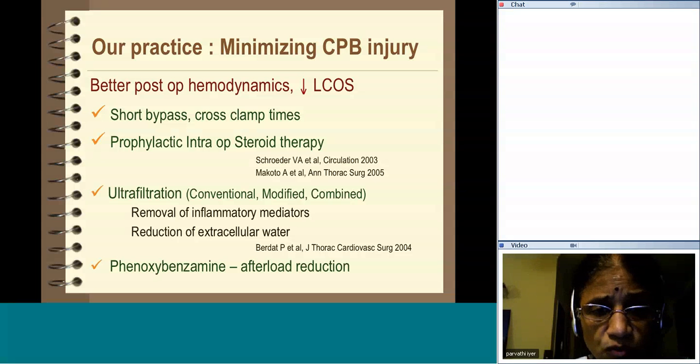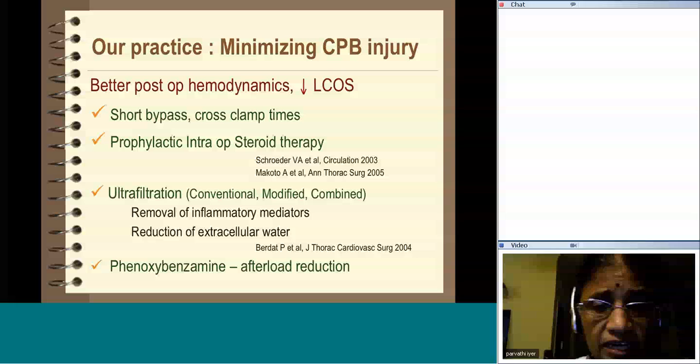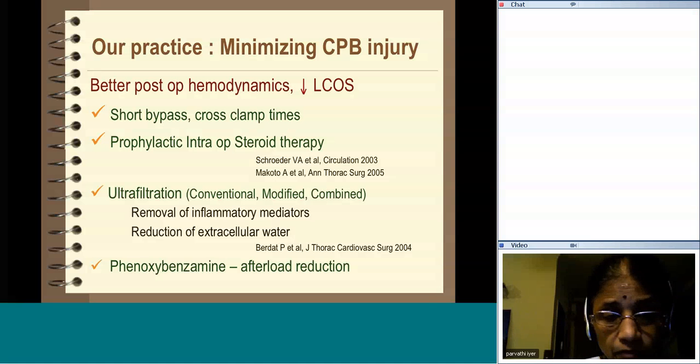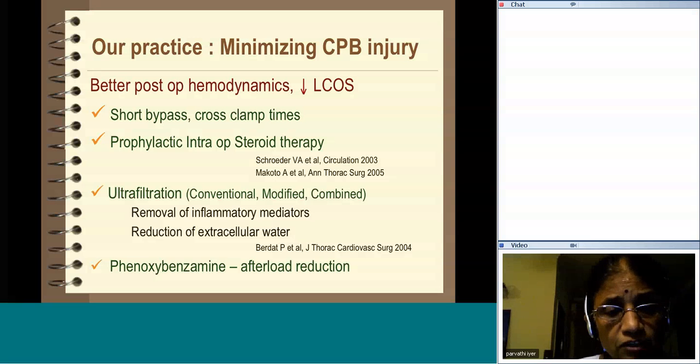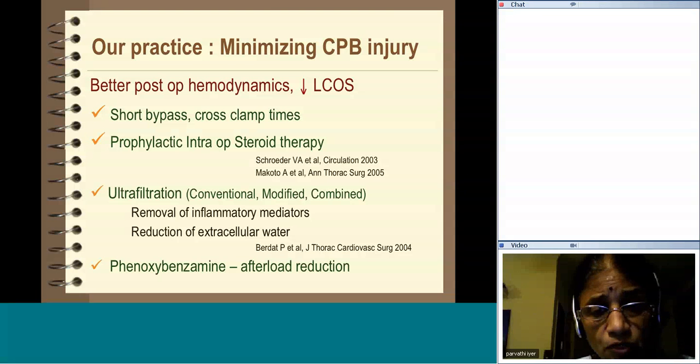Ultrafiltration is also very helpful in reducing the extracellular water so that postoperatively it is easier to wean and separate them from mechanical ventilation. There is increasing interest in the last 5 to 7 years, even in the United States, in the resurgence of phenoxybenzamine, and it's a very good drug to use intraoperatively, and it largely acts as an alpha blockade and induces intense afterload reduction.